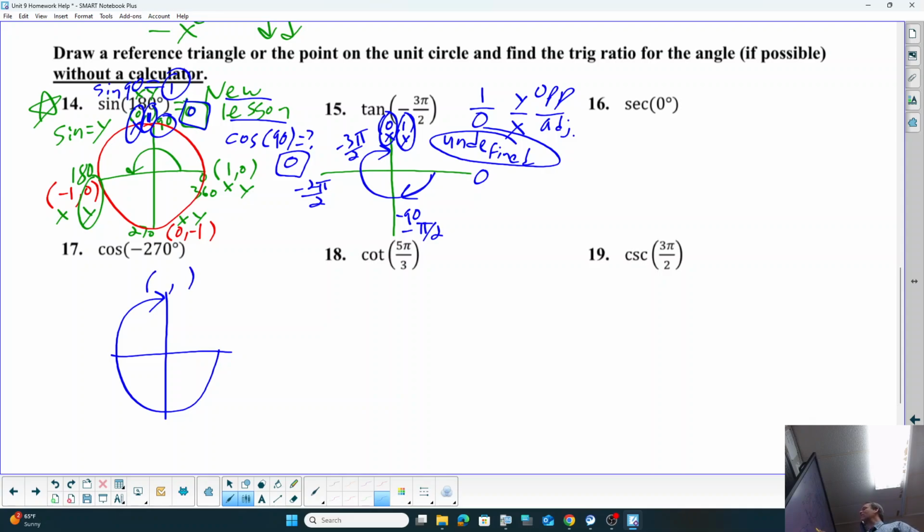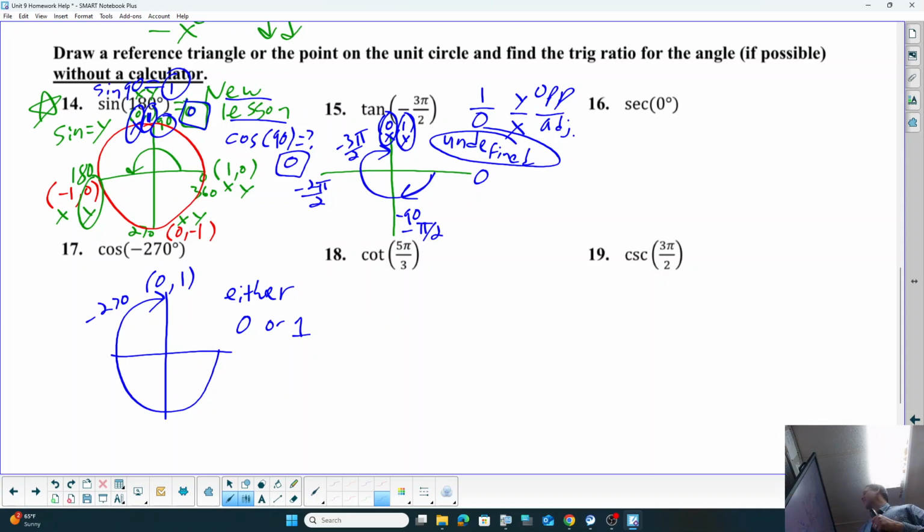Do you remember? Is it the x value or the y value? Okay, I'll let you know. Cosine of negative 270, right? It's either 0 or 1. Which one is it? Which one's cosine? X or y?